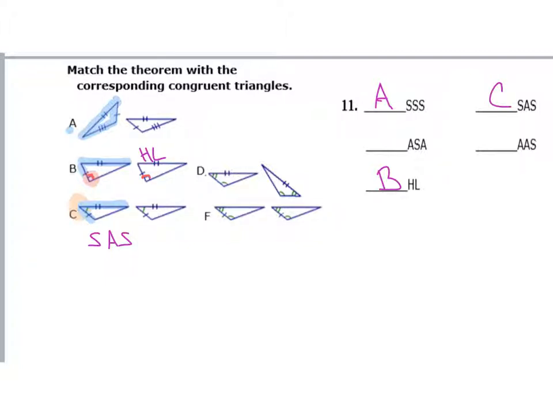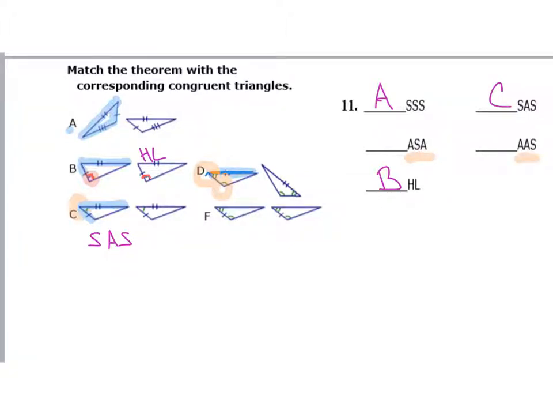For D, I can see I have one side that has a tick mark on it. Oops, I should have highlighted. One side that has tick marks. And then for angles, I have an angle here and I have an angle here. So I've got two angles and a side. So that means it's either going to be ASA or AAS.